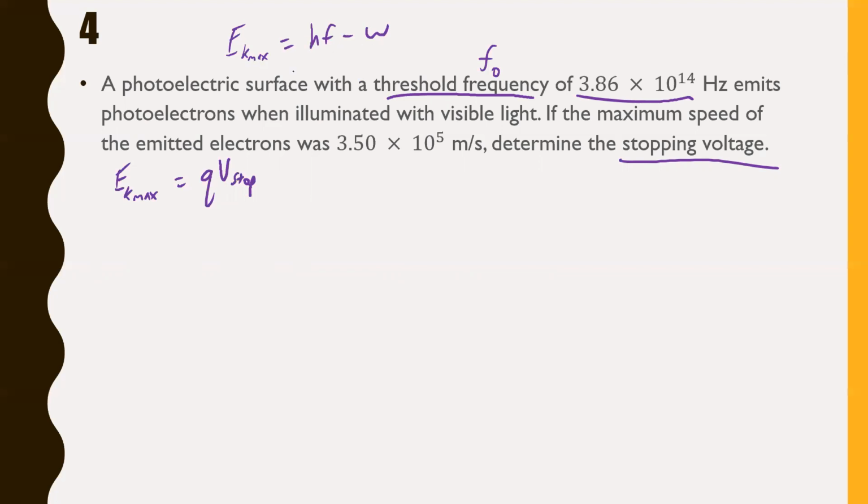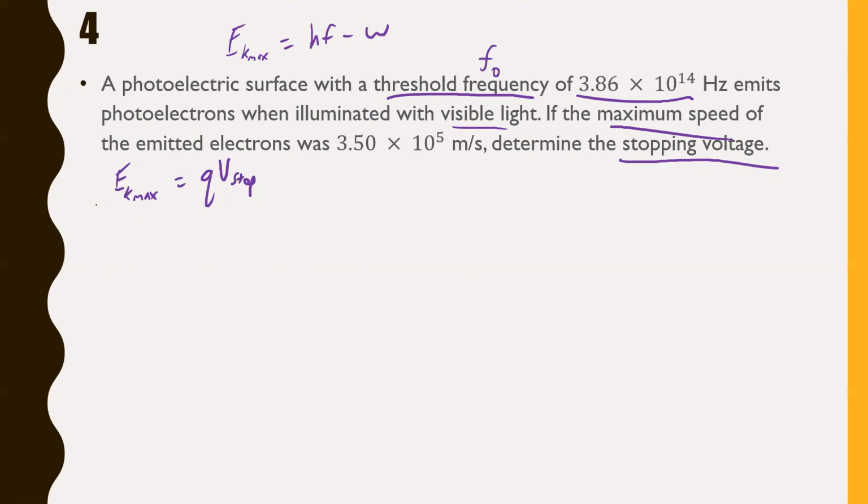In order to find that EK max using the whole idea of photoelectric surfaces, you would need to know your frequency or your wavelength of your visible light. And this question didn't tell us that. However, we can get around using this altogether because the question did give us the maximum speed of the emitted electrons.